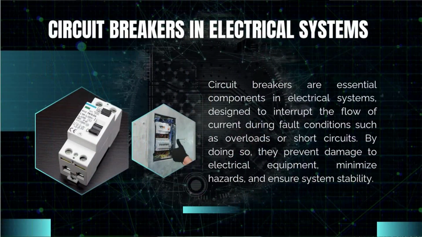Circuit breakers in electrical systems. Circuit breakers are essential components in electrical systems designed to interrupt the flow of current during fault conditions such as overloads or short circuits. By doing so, they prevent damage to electrical equipment, minimize hazards, and ensure system stability. In this session, we will discuss the definition of circuit breakers, their types, power ratings, working principles, and key applications.